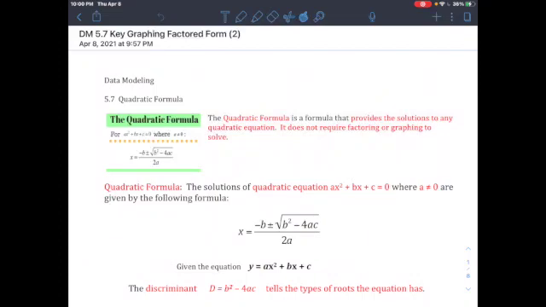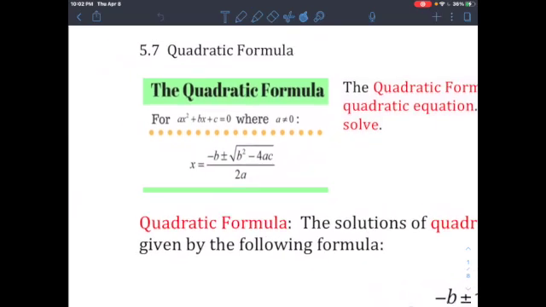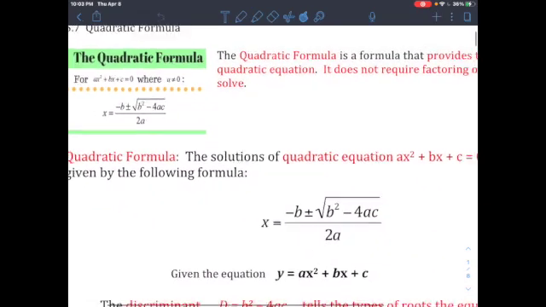Hello everyone, today's objective is the quadratic formula. The quadratic formula is a formula that provides the solution to any quadratic equation. It does not require factoring or graphing to solve. So there's the quadratic formula and we're going to fill in our blanks.